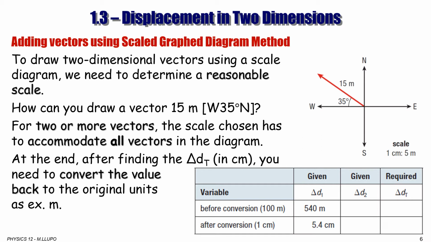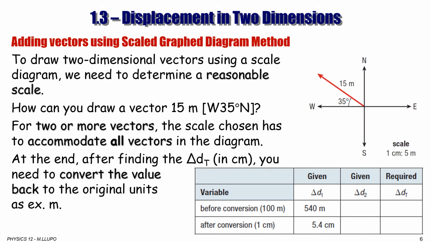At the end, after finding the total displacement, you draw it, and I'm going to teach you how to draw it shortly. You need to convert the value back to the original unit. You cannot express something like this: first displacement is 540 meters, second displacement is 700 meters, and total displacement is 400, for example. Depends on the angle, obviously. It's 400 meters. So you cannot say that delta D total is 4 centimeters.